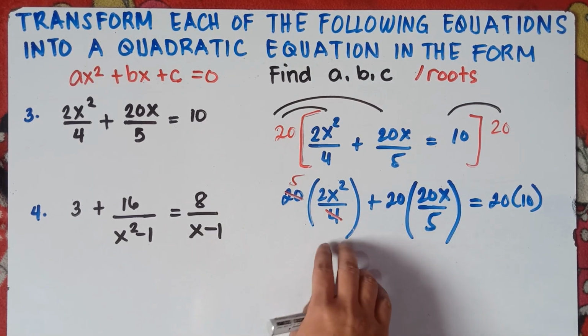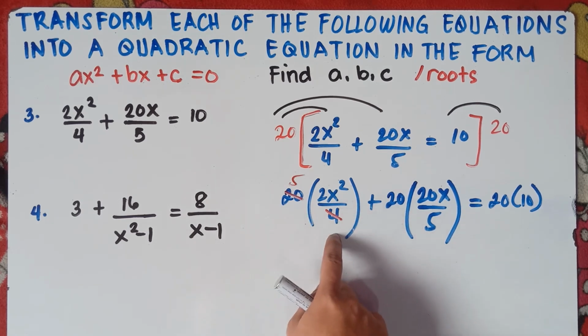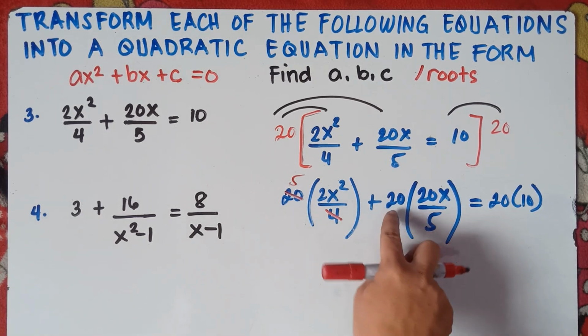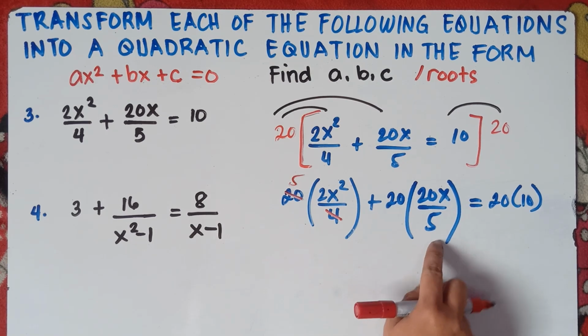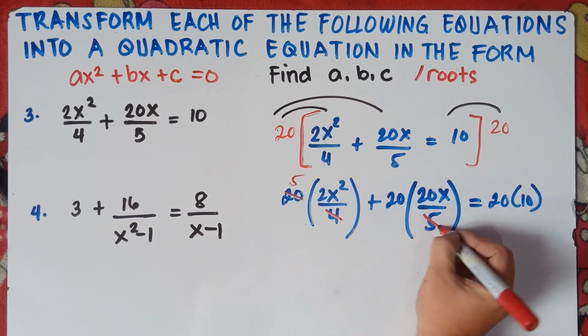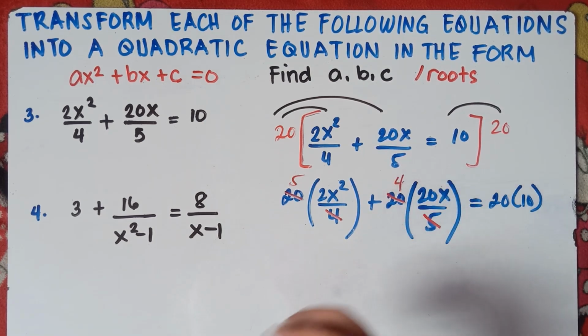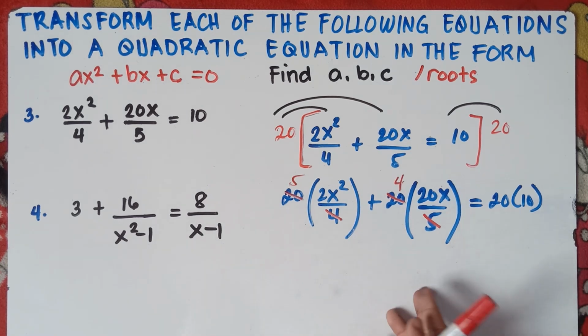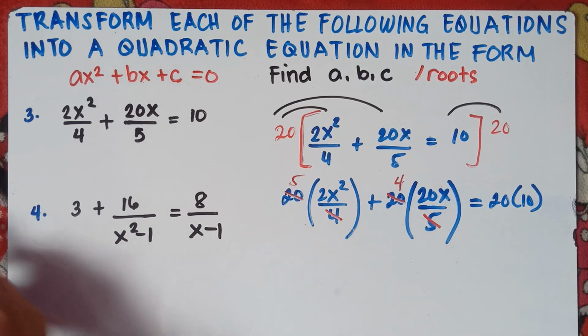That's why, class, we need to find the LCM. We just eliminated the denominator. How about this one, class? Can we divide 20 by 5? Yep, we can divide 20 by 5. 20 divided by 5 is 4. And we just eliminated the denominator. So that's the thing there, class. You find the LCM to eliminate the denominator.